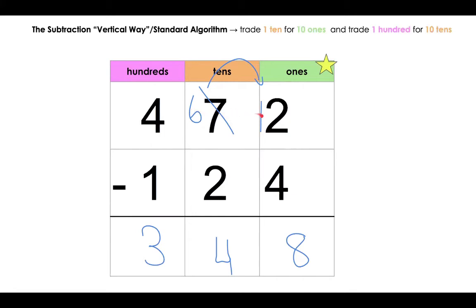Now I went ahead and solved. 12 minus 4 is 8. 6 take away 2 was 4. And 4 take away 1, I can do that, is 3.